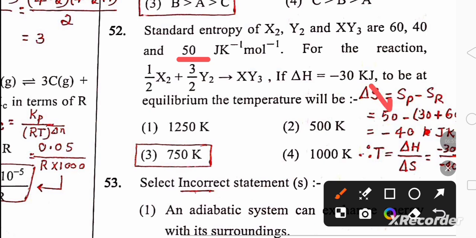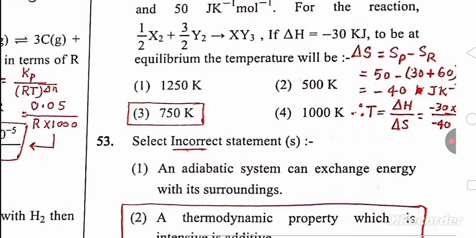Substitute. Then Sr means entropy of reactant. There are two reactants here, half mole of X2. 1 mole of X2 value has been given, that is 60, half mole means 30, you substitute. Plus we have one more reactant, that is 3 by 2 of Y2. 1 mole of Y2 value has been given, that is 40. So for 3 by 2 of Y2, if we calculate for this 40, we will get 60. So 60 plus 30 minus 50, we will get minus 40 joules per Kelvin.